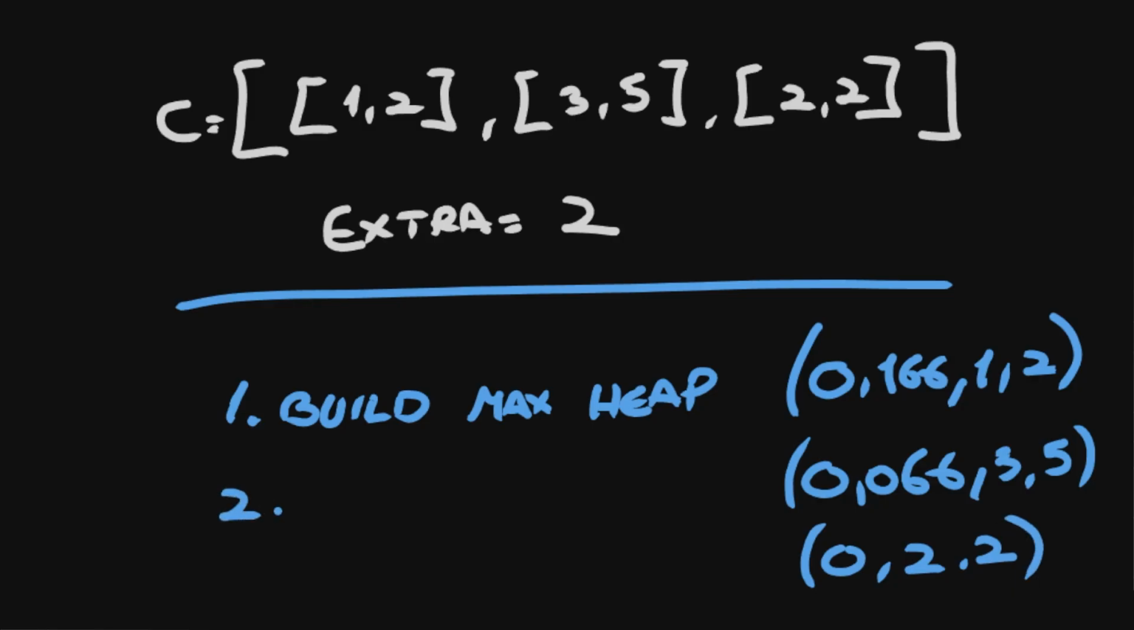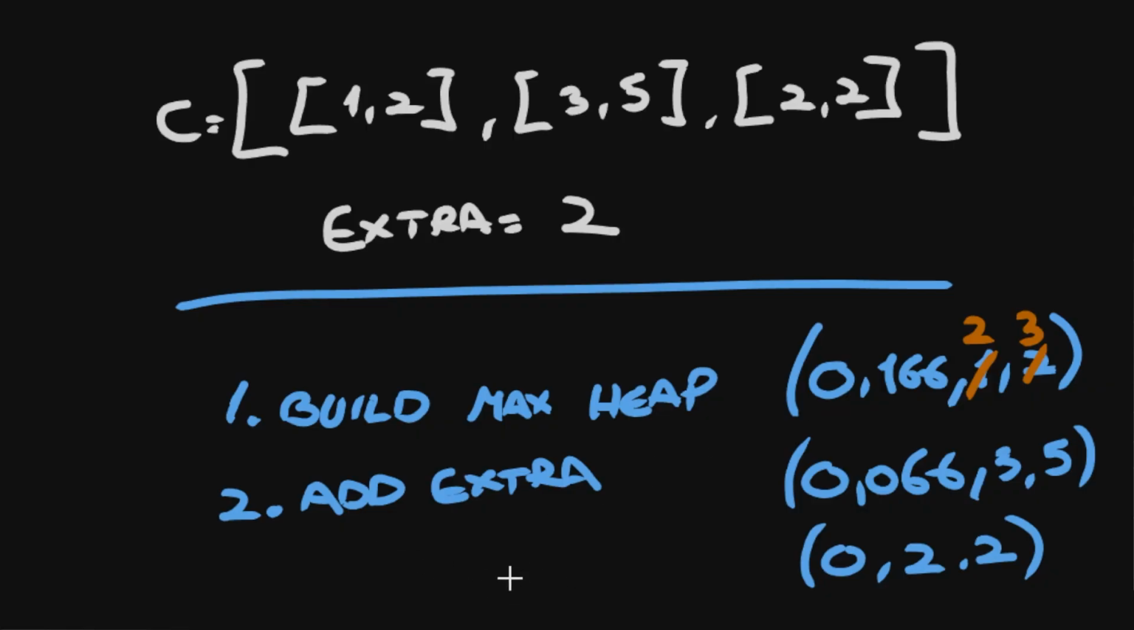The second step here is to add extra students. First, we take the top of the heap, which is this one, because this is the greatest number among this, this, and this. So now we are adding a new student to this class. This number is 2 now, this number is 3, and we need to calculate this again.